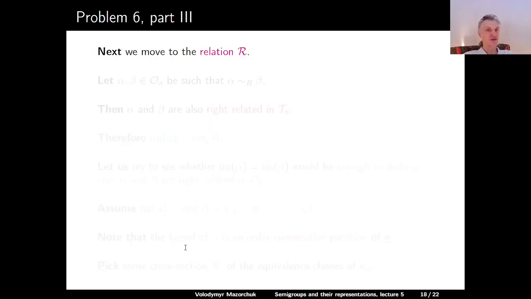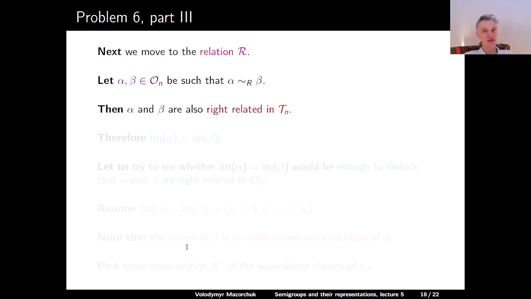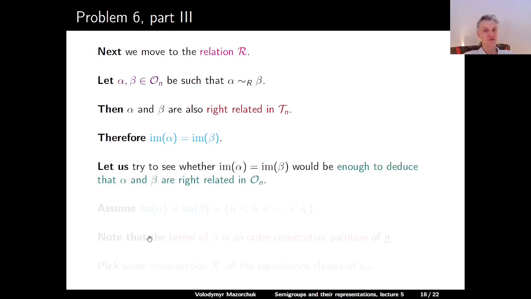Next, let us move to the right relation R. Let alpha and beta be two elements in On which are right related. Then they are also right related in the full transformation semigroup. Therefore, their images coincide. Now let us try to see whether the fact that they have the same image would be enough to deduce that alpha and beta are right related in On.